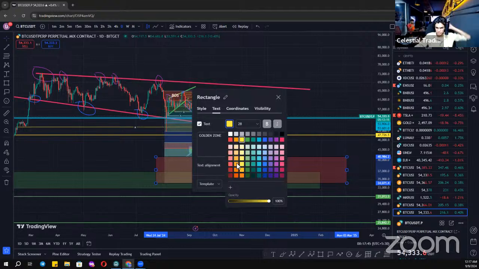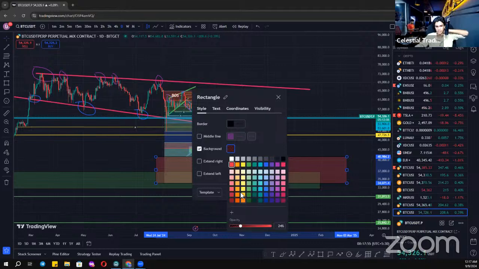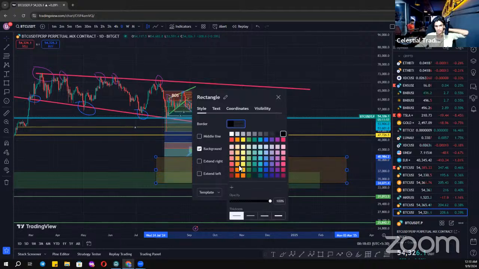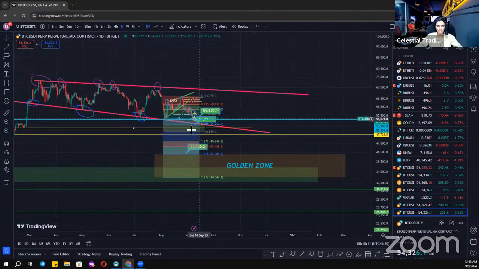And we'll mark it out with some gold items. I mean, the letters are in gold. Let's take it, and the style background will be in the gold color, and the borders also will be in that color. We'll make it like this, and we have the golden zone over here.